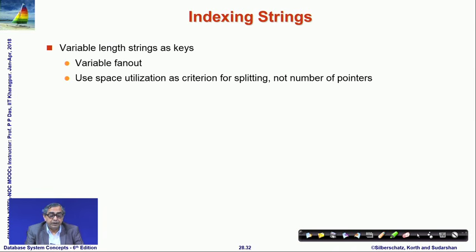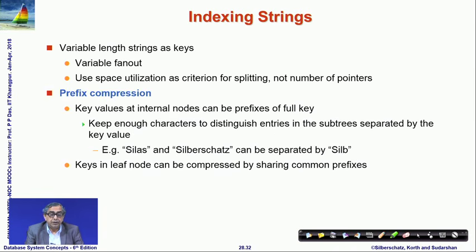Variable length strings could be keys which have variable fan out, and so the general strategy in handling indexing with strings is to do what is known as prefix compression. So, you find out the shortest prefix which can distinguish between the strings. So, if you have Silas and Silbert's, then you can easily make out that SILB would be a separating string between these two. So, SILB will match with Silbert's, but will not match with the first one. So, you do not need to look beyond that.